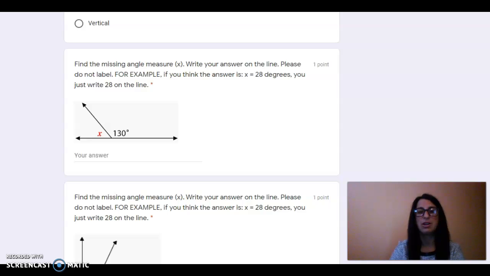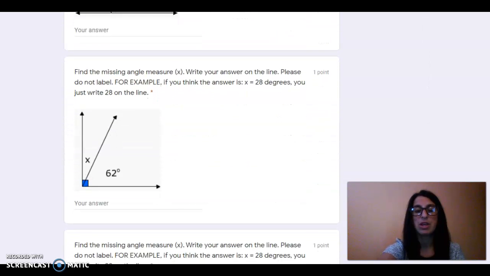Find the missing angle measure. So this is a straight line. You're figuring out what x equals. So write your answer on the line. Please do not label. For example, if you think the answer is x equals 28 degrees, you just write 28 on the line. So whatever you think x equals, just write the number on the line, and that is it.